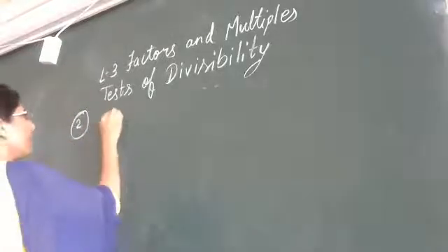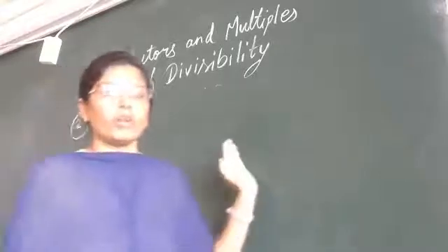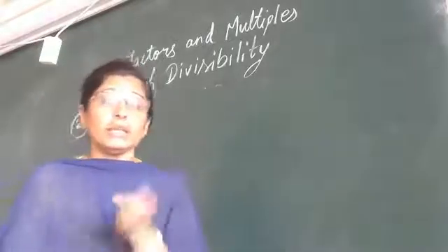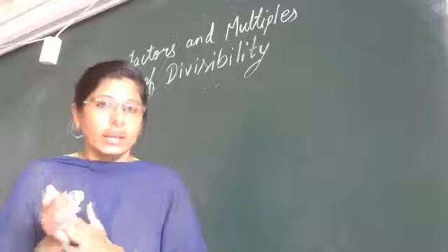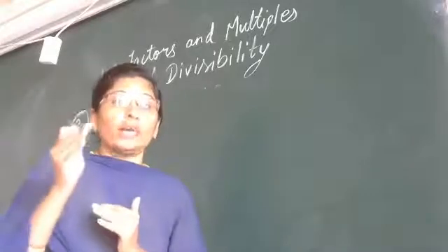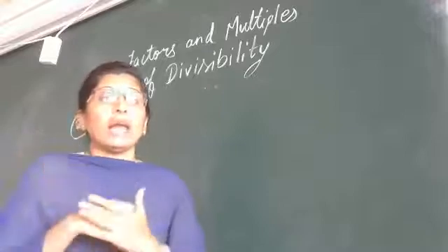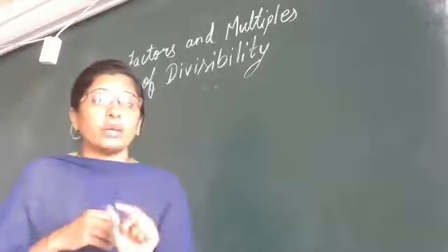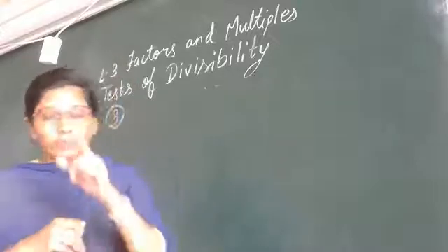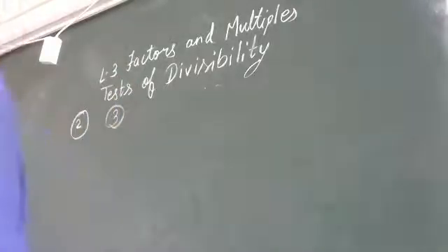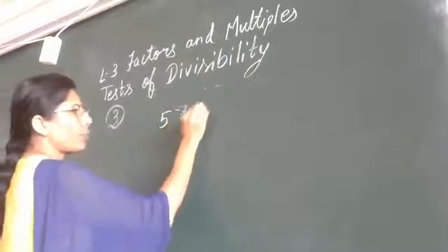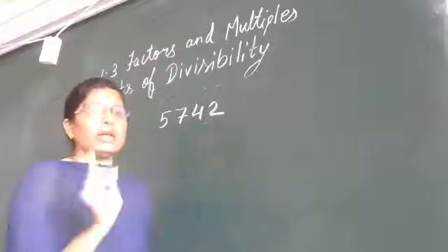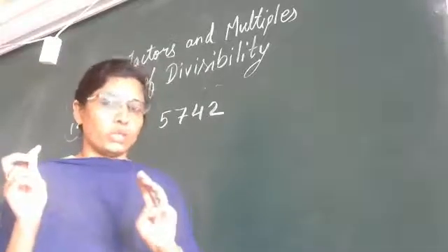Next is divisibility by 3. Now, to find the divisibility by 3, what we have to do? We have to add the digits. When we add the digits of the number and the sum we get is a multiple of 3. Now like this you will not understand. I will take one example and show you. 5742. Now, this number is divisible by 3 or not, we have to see.